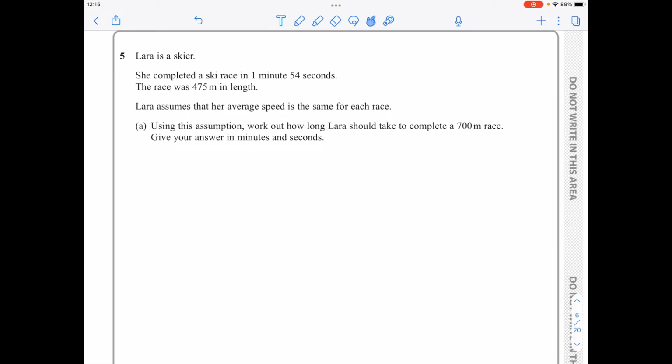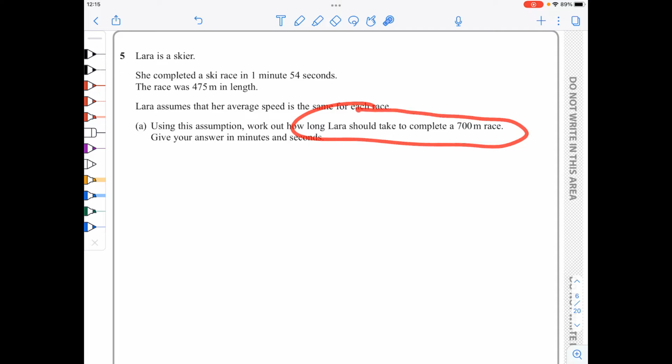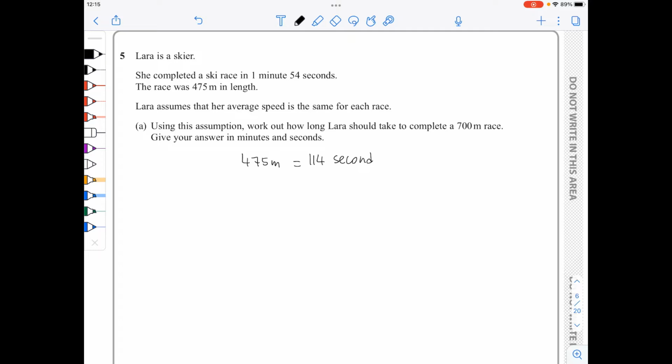Question 5, Lara is a skier. She completed a ski race in 1 minute and 54 seconds. It was a 475 meters race, and she assumes that her average speed is the same for each race. Under this assumption, how long will Lara take to complete a 700-meter race? Now, we know that the longer the race, the more time it requires to be completed. So if 475 meters took, well, 1 minute and 54 seconds is 114 seconds, I'm adding 60 with 54. Then 700 meters will take how many seconds?